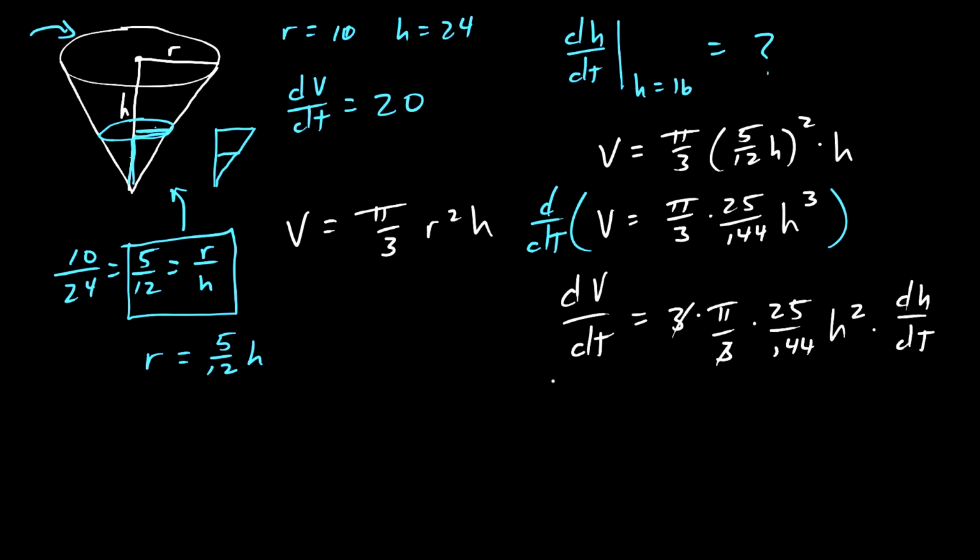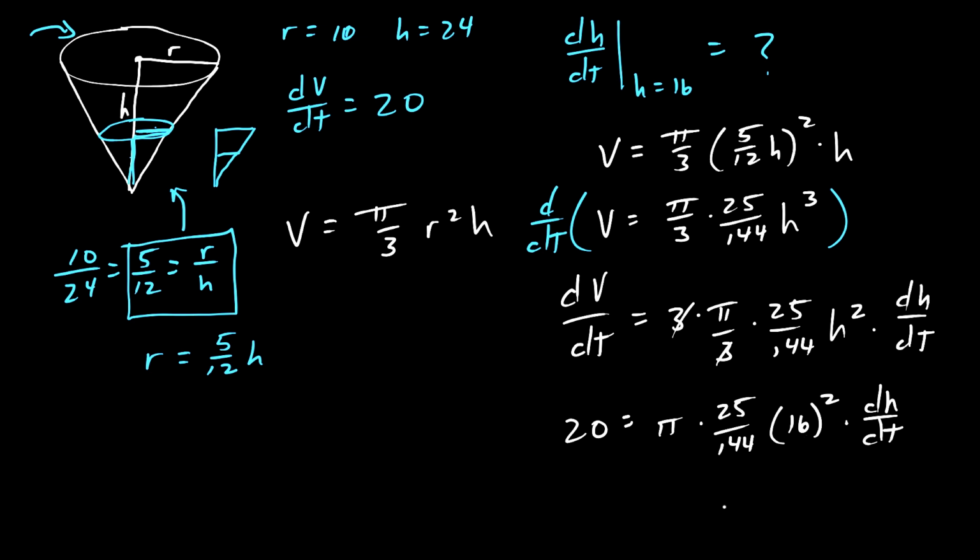So now we can go ahead and substitute in the values that we know. We know that dV/dt, we were given, was 20. And we canceled those two values out. So now we're left with pi times 25 over 144. And the height was 16, so 16 squared, or 16 times 16 if we want to write that, times dh/dt.